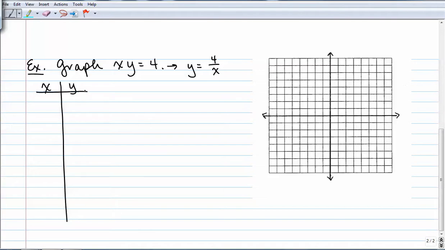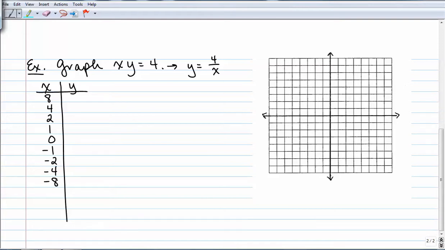Notice that the values of x that I choose, I'm going to take 4 and divide it by that number. So let's pick some numbers like 8, 4, 2, 1, 0, and then let's do some negative numbers as well: -1, -2, -4, and -8.